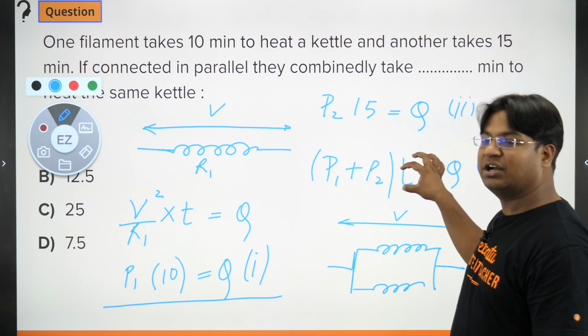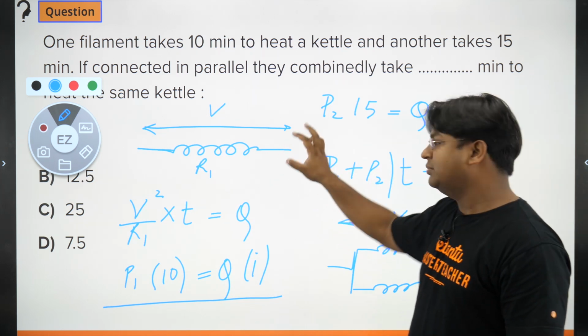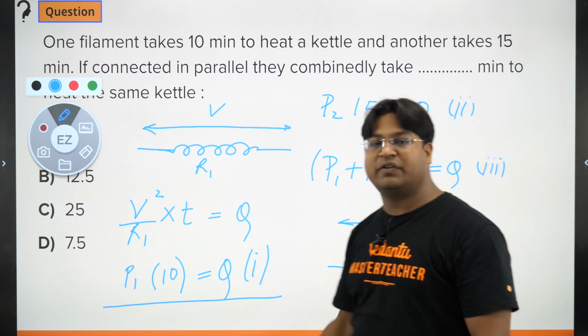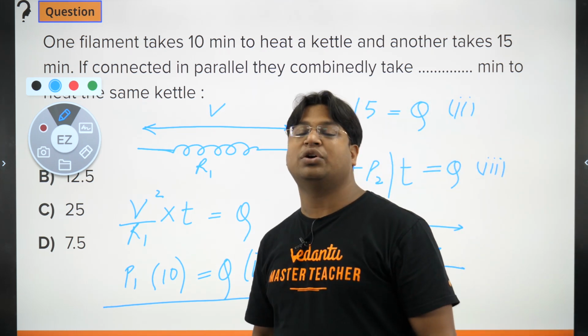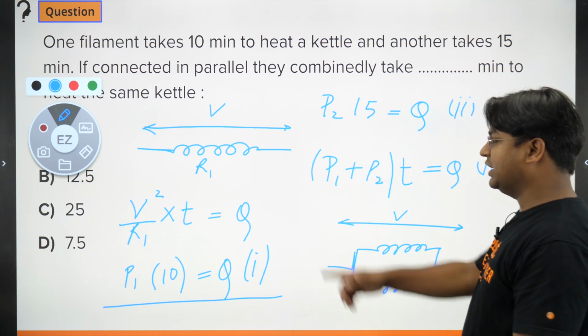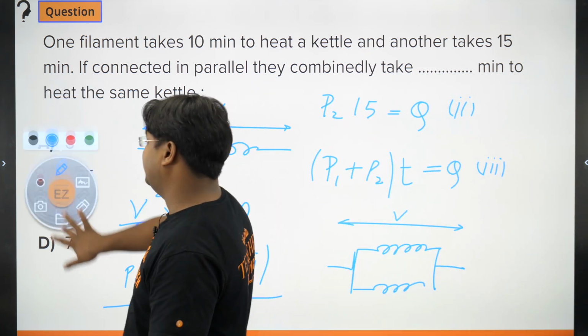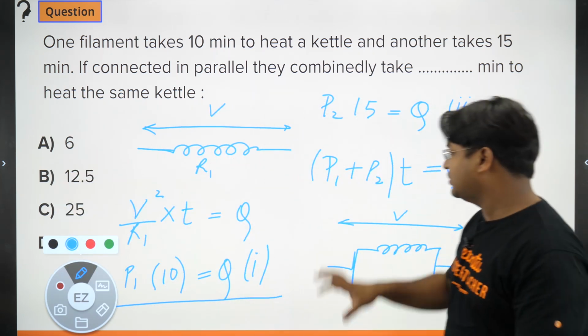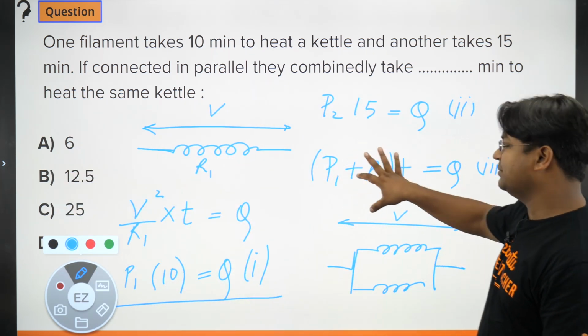So we can pull out Q as the common term, and Q will get cancelled out. We will be left with an equation in which only small t will be the unknown quantity, and when we solve this equation, we get the answer as 6 minutes, I believe. You can finish the calculation on your own.